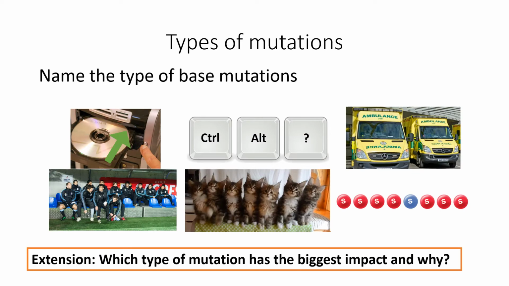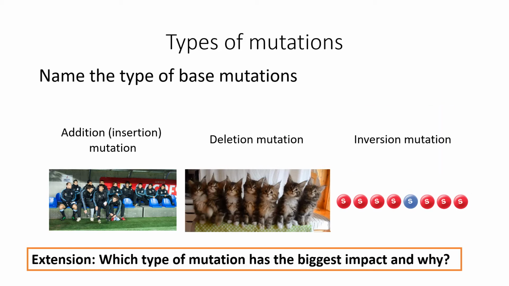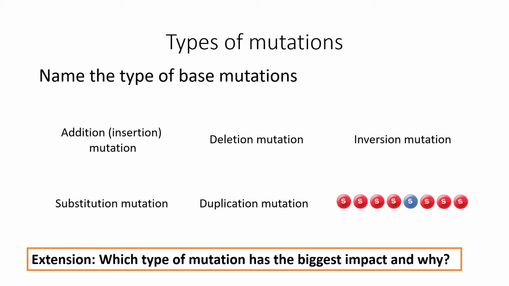The 6 types of mutation can be represented with the 6 pictures in front of you. Originally it was referred to as an insertion mutation, but you should refer to it as an addition mutation. We've got a deletion mutation, we've got the inversion mutation, the substitution mutation, we've got a duplication, and of course we've got a translocation. Now in terms of what they will do in terms of primary sequence, it depends on how many bases are involved in each of the mutations.